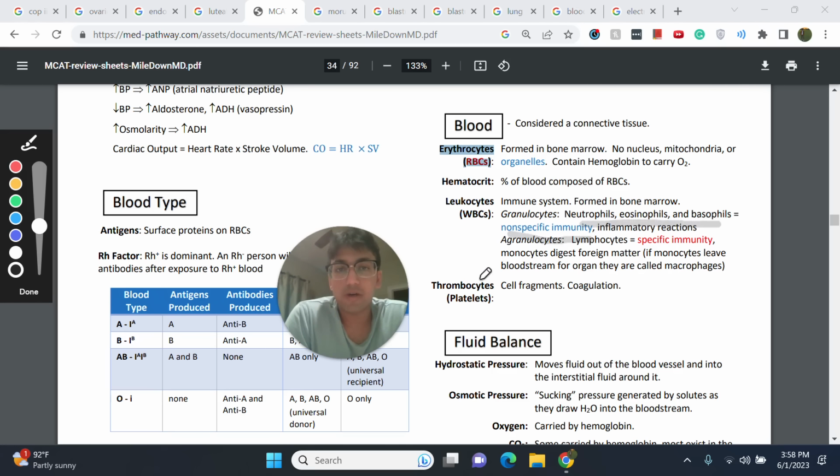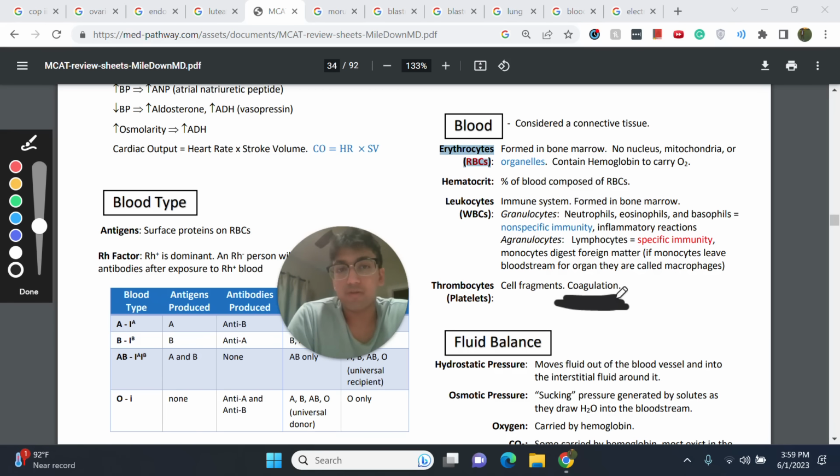Okay, next we have thrombocytes, or platelets. Thrombocytes are important for cell fragments and coagulation. They're very, very important for coagulation. Coagulation is kind of when you create a blood clot. And so let's say you have some sort of bleeding in your endothelium, right? You have some sort of crack, and so your blood starts to leak out of that blood vessel. You want platelets to come and plug up that hole, and that's called coagulation.